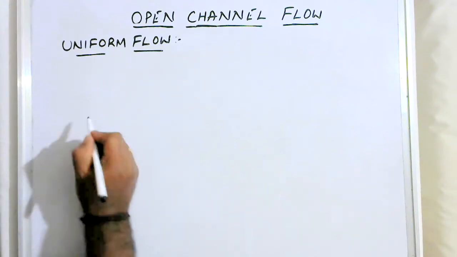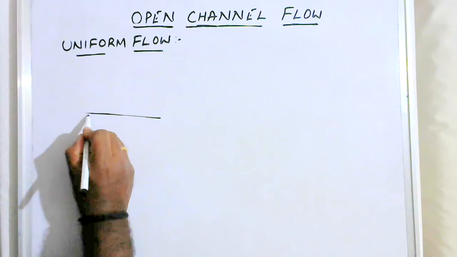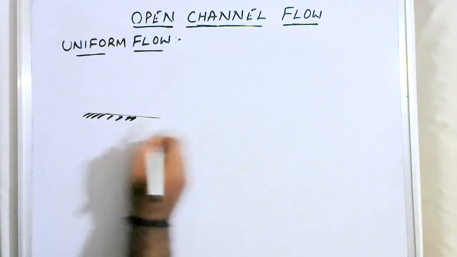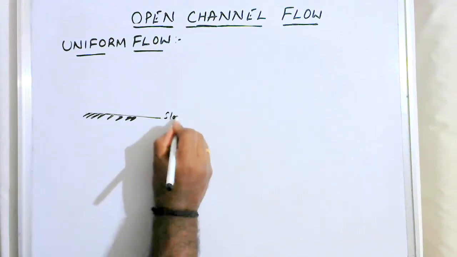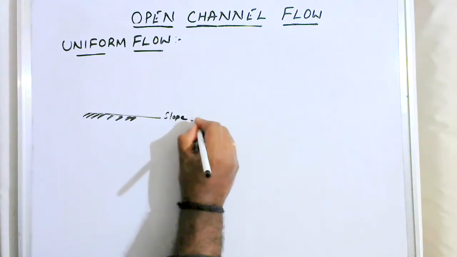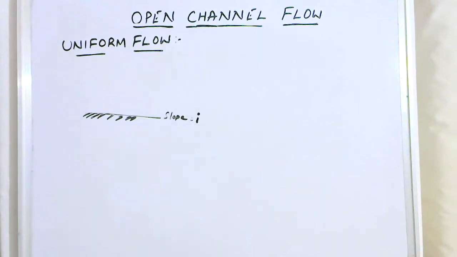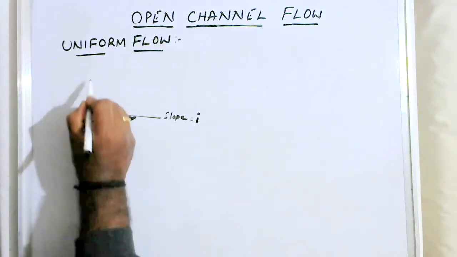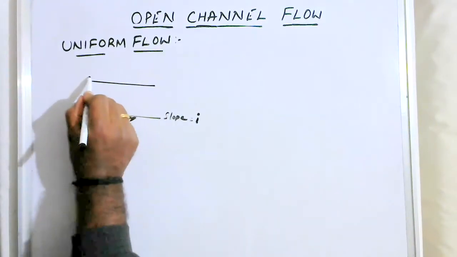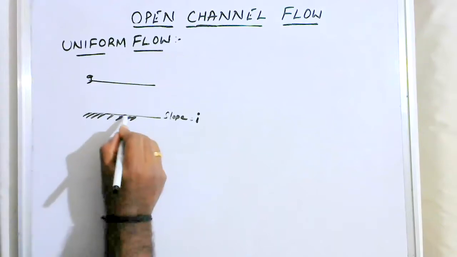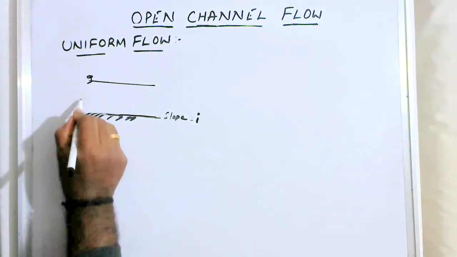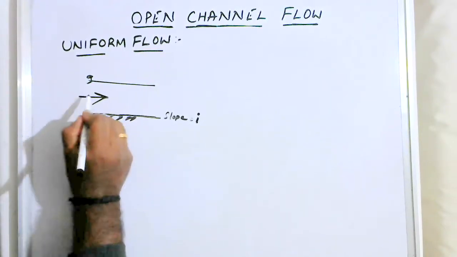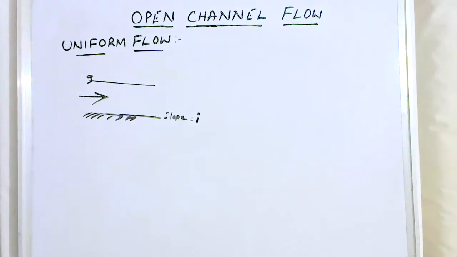Okay. So consider a channel which is having a bed slope. That is, the slope of the channel is taken as I. Then this is the free surface of the channel. And this is the direction of the flow in the channel.